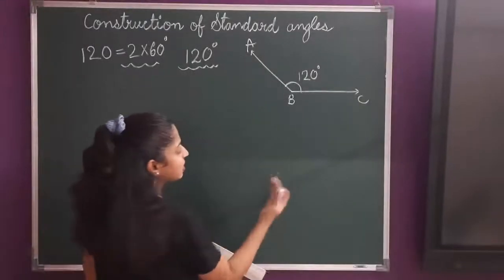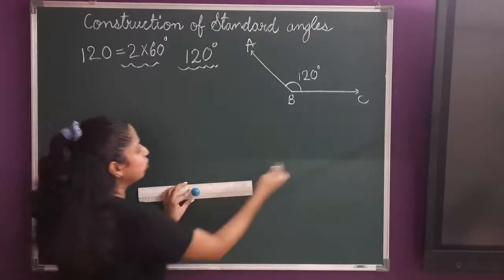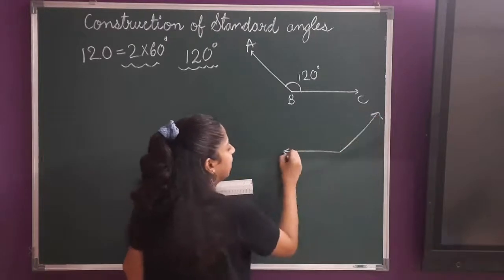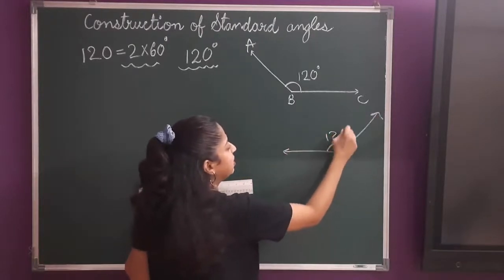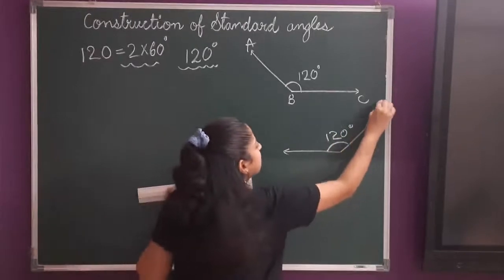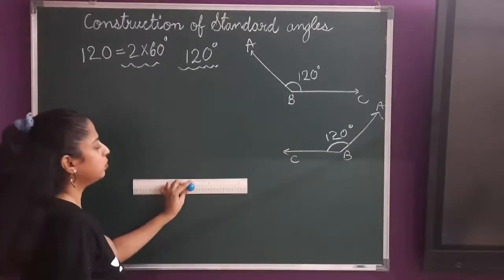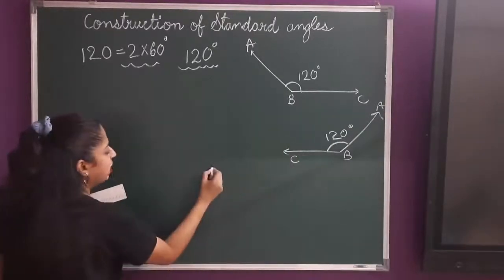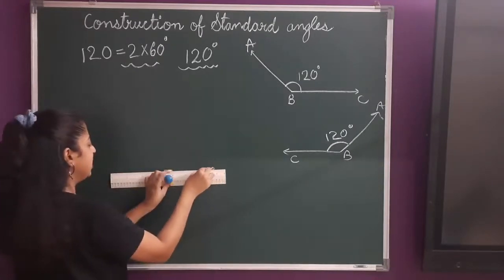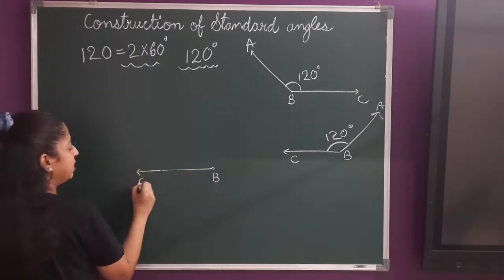Now the second one I am drawing from this side. So I want to draw a 120 degree now like this. From this side I have to draw 120 degree. So let us see how to do. This is A, this is B, this is C. I will draw BC first. I have taken a point B and I am drawing BC. So this is my ray BC.